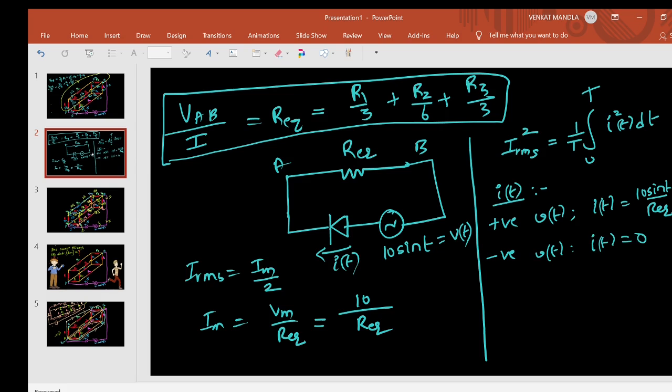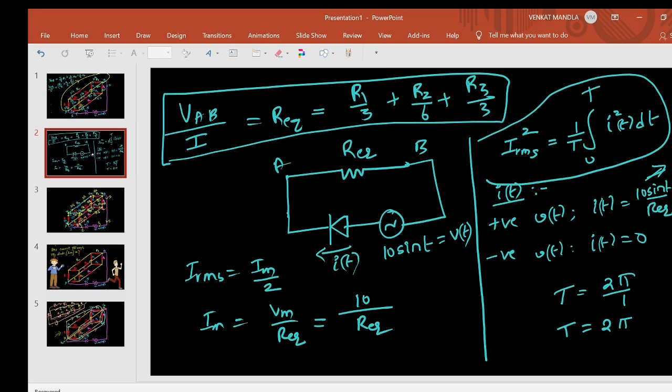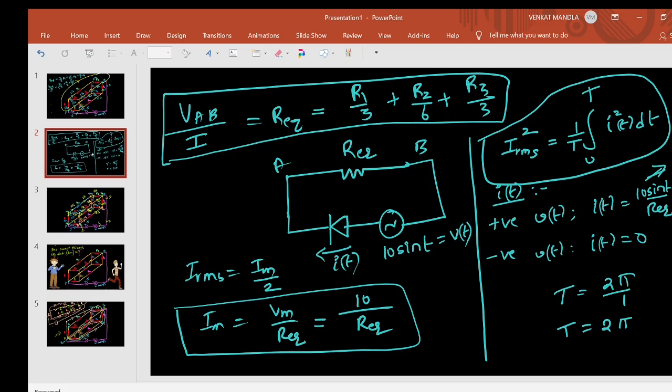It is a periodic signal. It's 10 sin omega t, and T is 2 pi by omega. Omega is 1, so T is 2 pi. Substitute all these things in this equation, and you will get IRMS is Im by 2, where Im is Vm by R equivalent. That's it.